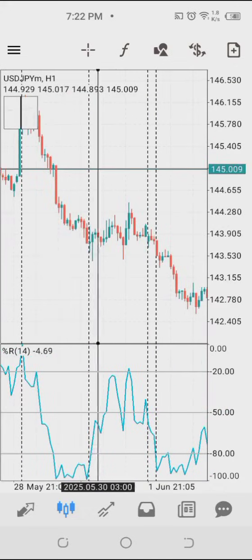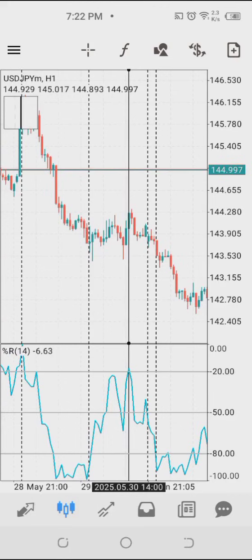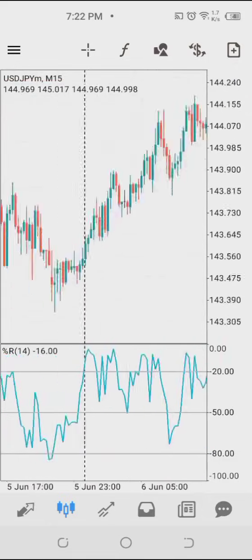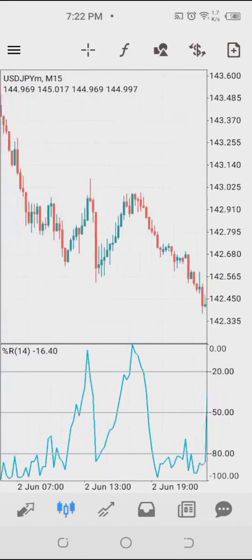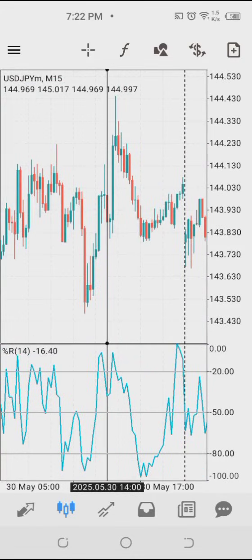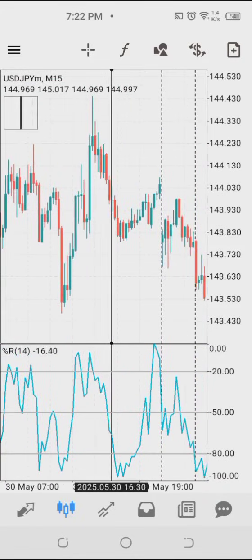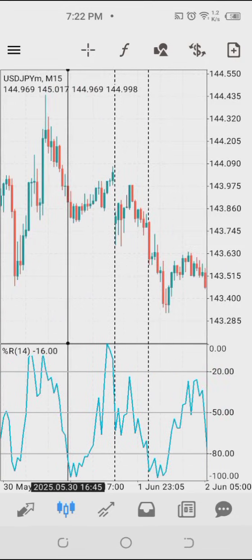After that, I'm going to go straight to my H1 time frame and wait for price to go to the minus 20 level. Now, as soon as price gets to the minus 20 level on the H1 time frame, I'm going to go straight to my M15 time frame for my entry. And remember what we say, that you need to wait for the market to get to the minus 80 level before you storm into the market.